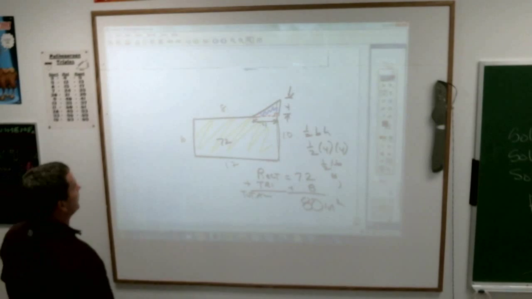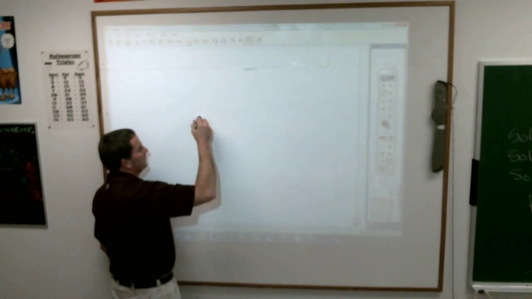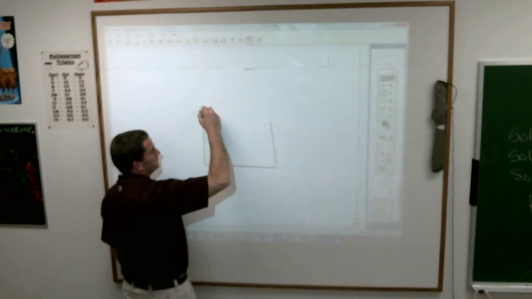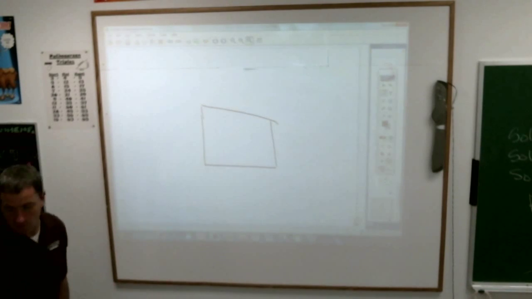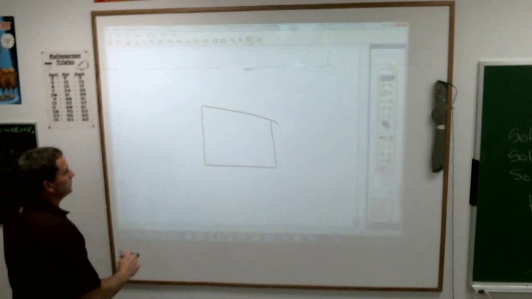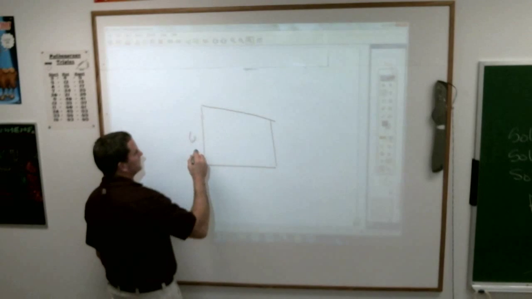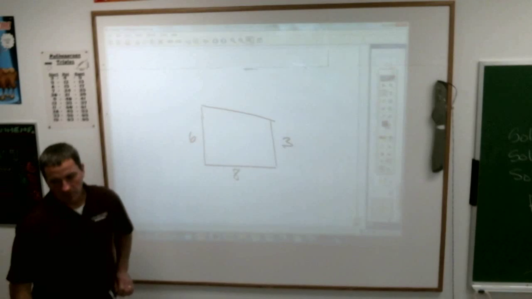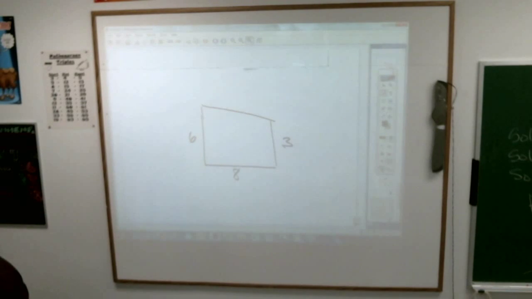Alright, one more for you to try before we get set free. How about this one? And its dimensions are 6, 8, and 3. That doesn't quite look like 6, 8, and 3, does it? But it doesn't. Go ahead, find me the area of that one. Find the area of that.